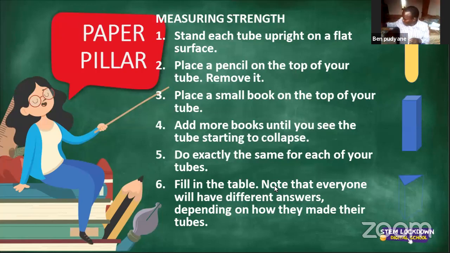Now I'm coming to a circular tube. Here it is. This is a circular tube. I put it here the same way. Now I'm going to pile the books on top.